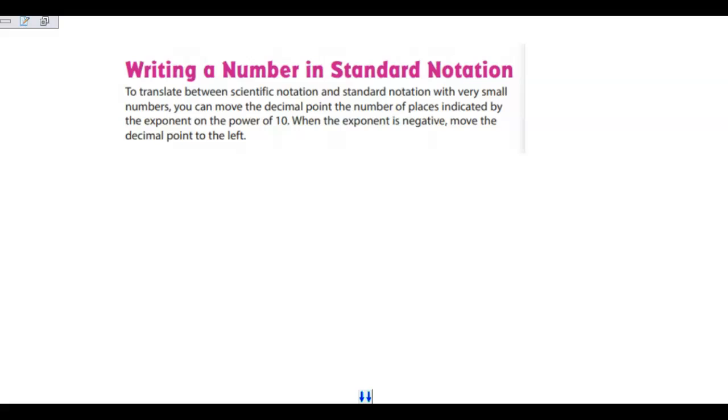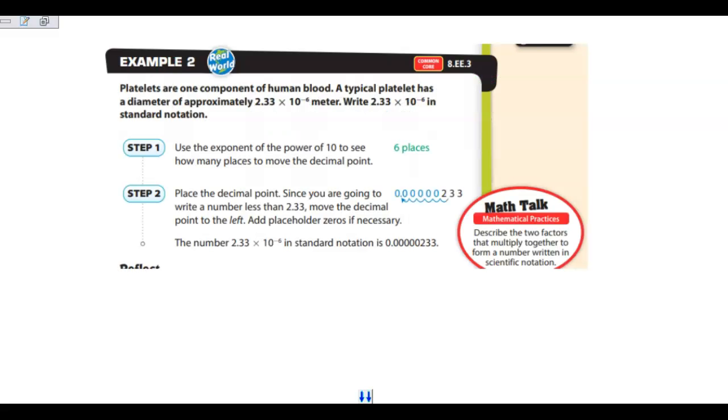Sometimes we have it given to us in scientific notation, and we need to write it in standard form, which means we're going to undo what we've done. So it says platelets are one component of human blood. A typical platelet has a diameter of approximately 2.33 times 10 to the negative 6 meter. Write this in standard notation.